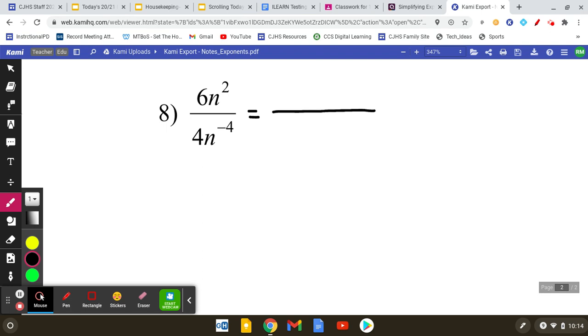The -4. What does the -4 belong to? Just to the n because there's no parentheses. Good. So up top I have 6n to the 2nd power. What am I going to do with this one that's down below? Move it up because we want to make it positive. Good. And then what's left on the bottom?